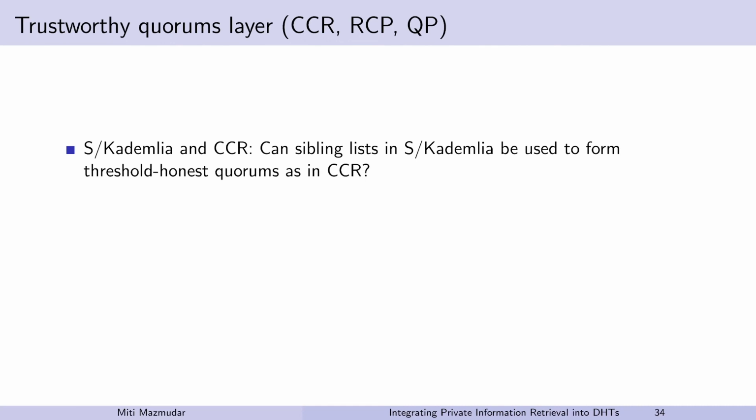S/Kademlia proposes sibling lists with an availability guarantee on being able to contact enough sibling nodes in this list. We use the Commensal Cuckoo rule to form quorums. So an interoperability question is, can S/Kademlia's sibling lists be used to form threshold quorums as in CCR? Kademlia does not require coordination between existing nodes as a new node joins the DHT, whereas CCR does. So we may want to compare the communication overhead for a new node joining the DHT, including sharing database state, under CCR and under S/Kademlia.